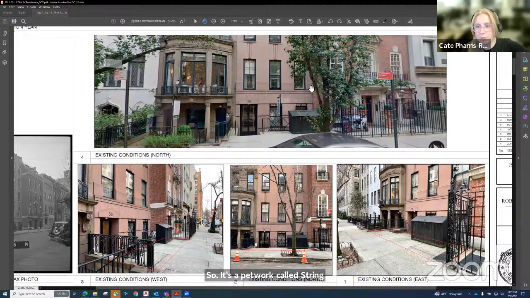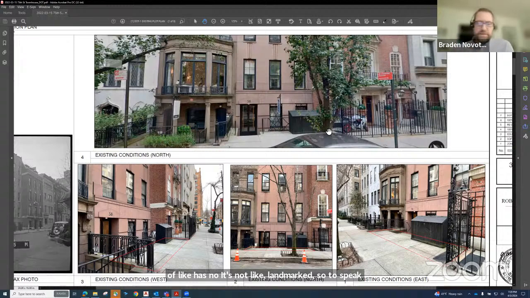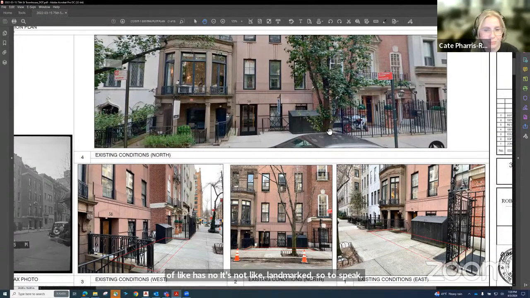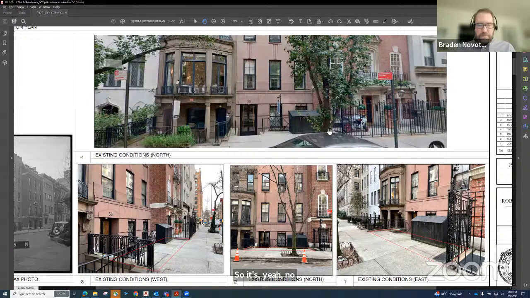It was a continuous street that was all built by the same architect at the very beginning, but this particular building had been redesigned and renovated in, I believe, the 70s. And I believe, Braden, correct me if I'm wrong, it's not landmarked, so to speak. It has no style designation. Right, so that's the reason. Yeah, it is a patchwork.